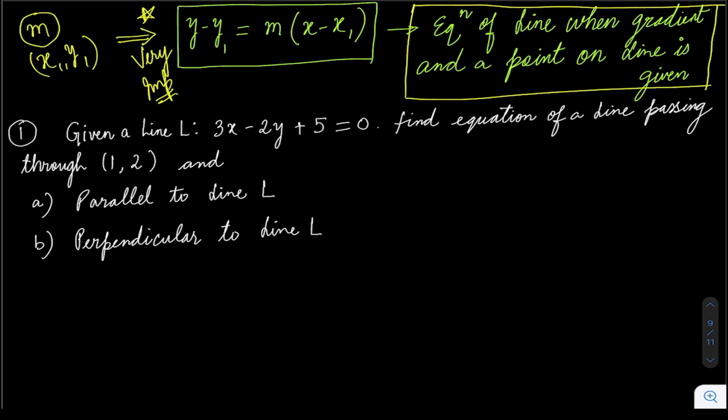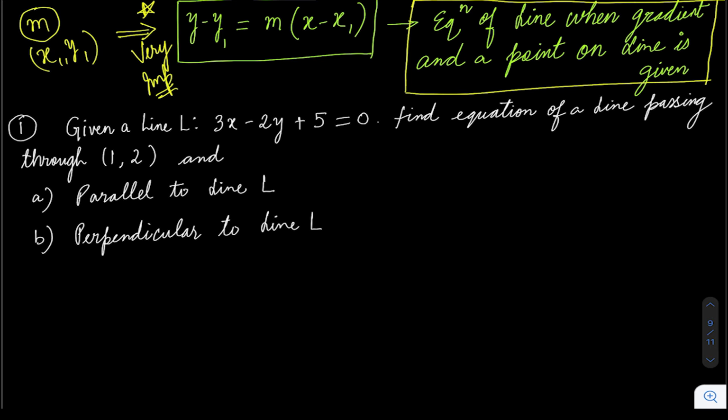Given a line L, we need to find the equation of a line which is passing through (1, 2) and which is parallel to the given line. The second case is perpendicular to the given line. So basically we need to find a line which is parallel to the given line. We know if two lines are parallel, then the gradient will be the same. So first I will find the gradient of this line.